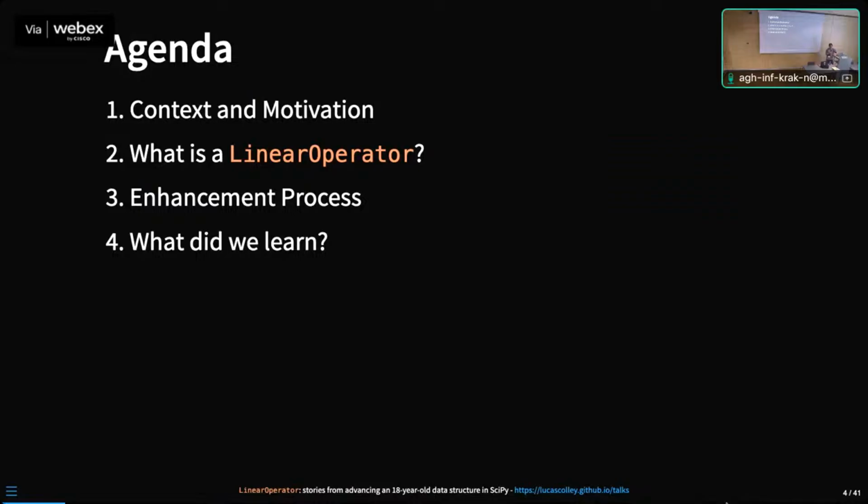Quick agenda. I'm going to give a little bit of background at the start, then I'm going to try and briefly explain what actually is a linear operator, then I'm going to talk about this enhancement process I went through, what were the challenges we hit, what did I actually do, and then I'm going to try and give you some takeaways at the end, just some basic things. What did we learn from this?